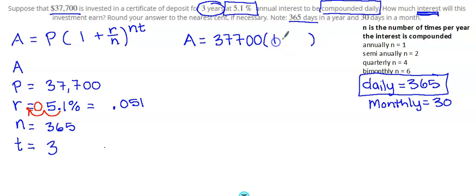Times 1 plus the rate, 0.051, over N, 365. Raised to the power 365 times 3. The number of times a year times the number of years. We've got some work to do.